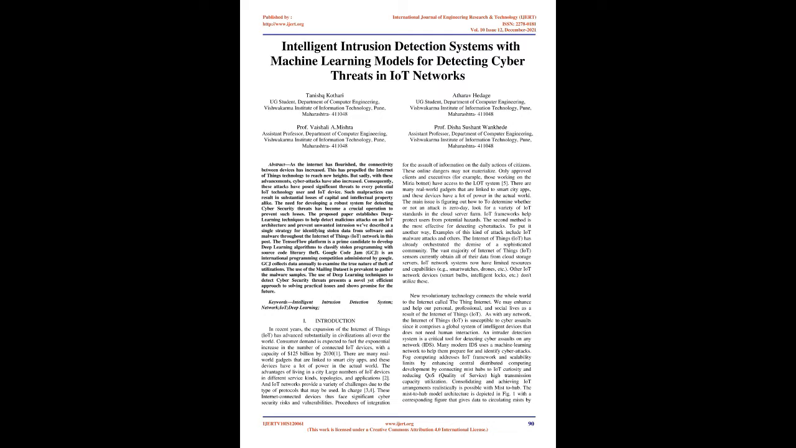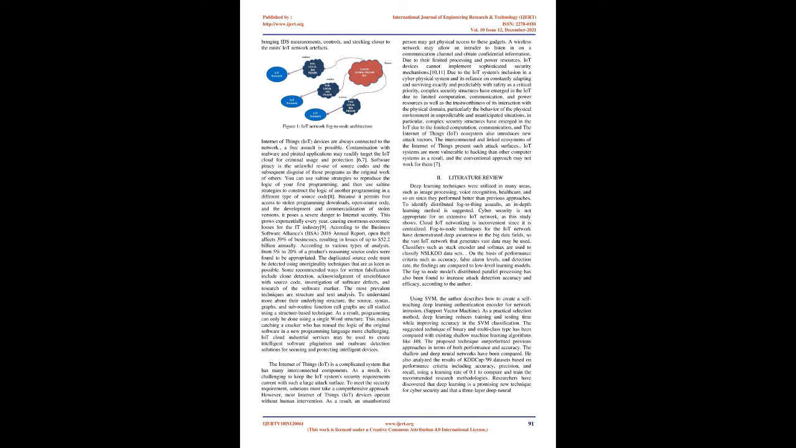The MIST to hub model architecture is depicted in Fig 1 with a corresponding figure that gives data to circulating MISTs by bringing IDS measurements, controls, and stocking closer to the MIST's IoT network artifacts. Figure 1, IoT network fog to node architecture. Internet of Things, IoT, devices are always connected to the network, so a free assault is possible. Contamination with malware and pirated applications may readily target the IoT cloud for criminal usage and protection. [6,7].